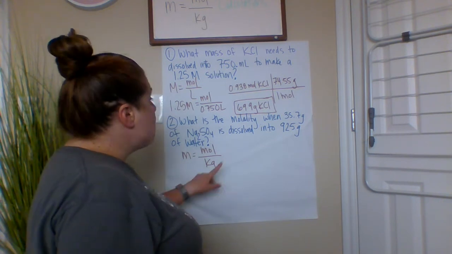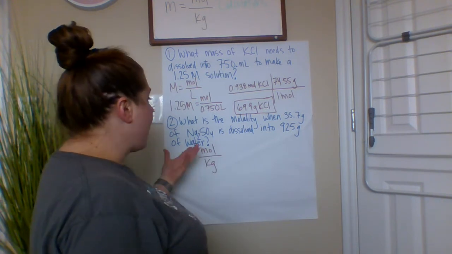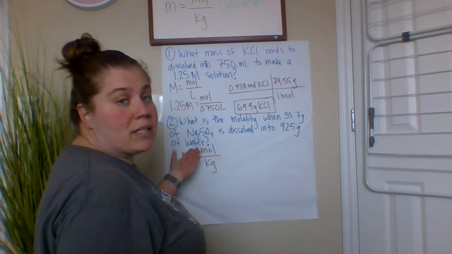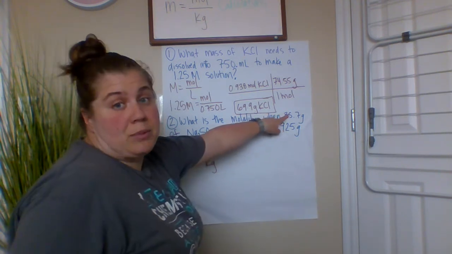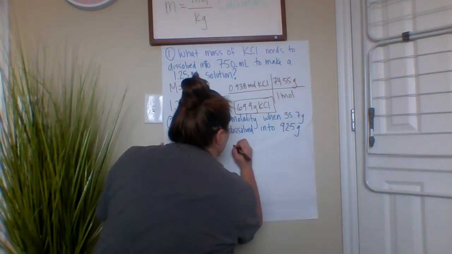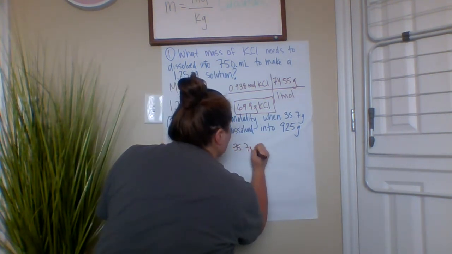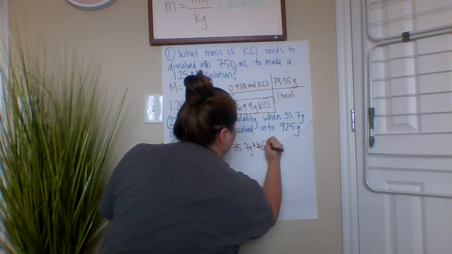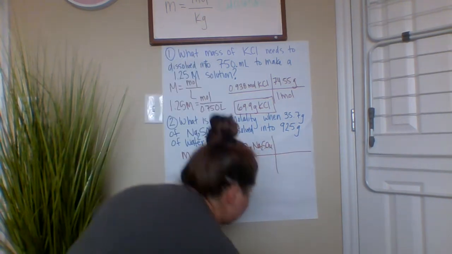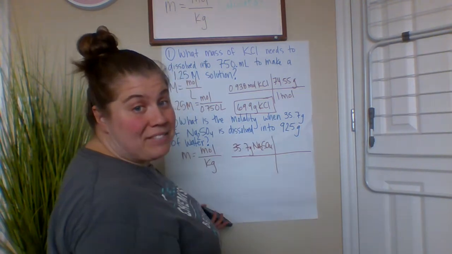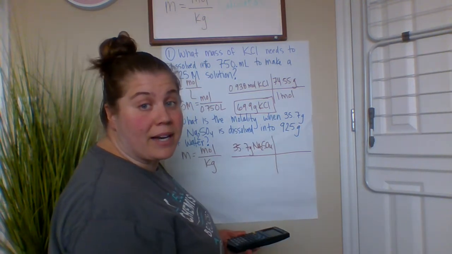So I need my moles of solute. Well, I need to know what my solute is. It's what's being dissolved. And so that's my sodium sulfate. But that's in grams, so I'm going to have to convert it to moles. To convert grams to moles, we divide by the molar mass. So I'm going to have to find the molar mass of sodium sulfate. Again, I have these memorized. You'd have to look them up on a periodic table.